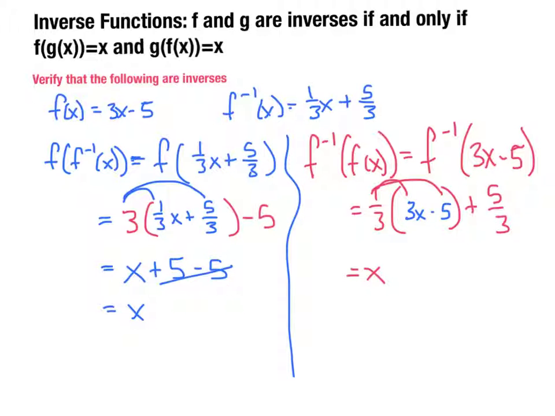1/3 times negative 5 is negative 5 over 3. I'm adding 5 over 3. These cancel. And I get x. So the compositions both ways equal x. So these two things are inverses of each other.